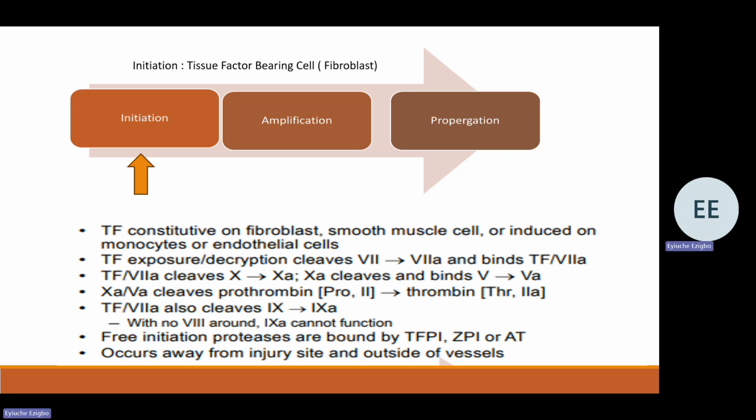But with no factor 8 around, the factor 9 cannot function. Because remember, we say this process is taking place on the surface of fibroblasts. So around the place where this initiation is taking place, we don't have factor 8. If we look at the normal plasma-based model of coagulation, we find that factor 8 always acts as a cofactor with factor 9. But during this initiation phase, using the cell-based model to describe coagulation, factor 8 is not present at that point of initiation. Hence, the factor 9 that is being activated by the tissue factor 7 complex cannot function.